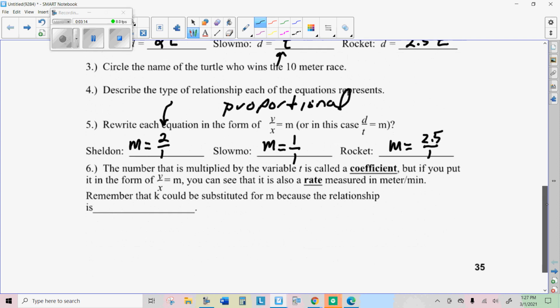All right. So these are the ratio you get when you divide the distance by the time for each of them, which is called the slope. The number that is multiplied by the variable is called the coefficient, but if you put it in this form, you can see that it's also a rate that represents the meters per minute, which we've been talking about. That slope and rate are the same thing. Remember that k could be substituted for m in this relationship.